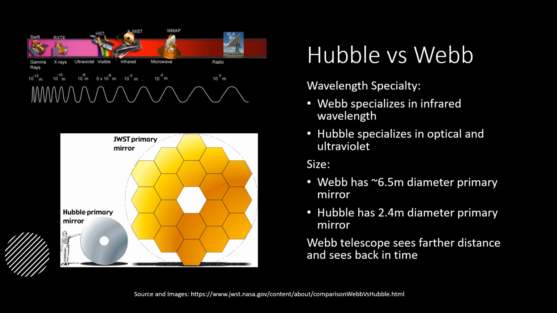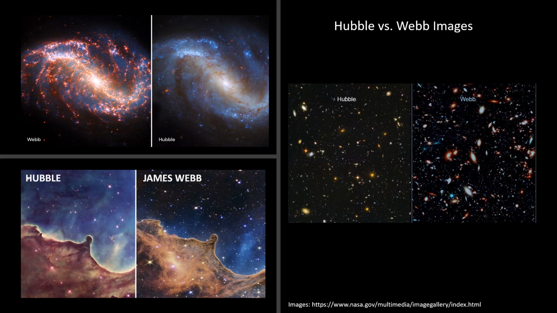And of course, this gives it the ability to see further and back in time, which I'm going to touch more on in a second. Here are some images of just the Hubble versus the Webb. And you can see that with the Webb, there's a lot more detail in the images, like the resolution, you can zoom in a lot further, and you can actually see, oh, that's what's going on over there, and things like that.